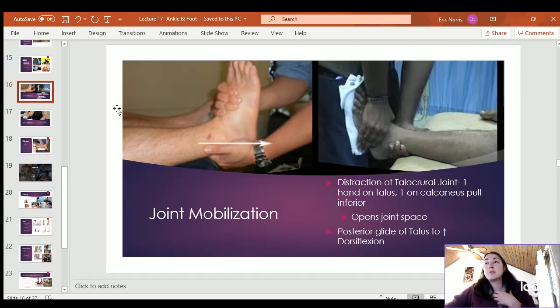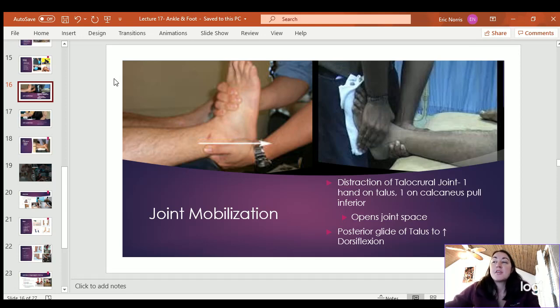For our joint mobilizations, we can do a distraction of the talocrural joint. So this hand is just stabilizing. You kind of cup around the talus with your other hand and do a distraction force inferiorly. And it opens up the joint space, just kind of allows more movement there. So that's one of our starting point joint mobilizations, getting the joint space nice and open.